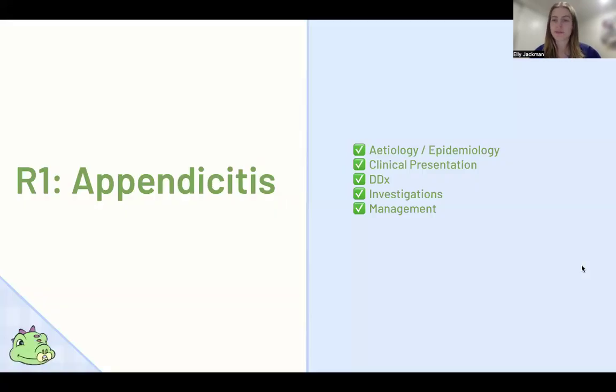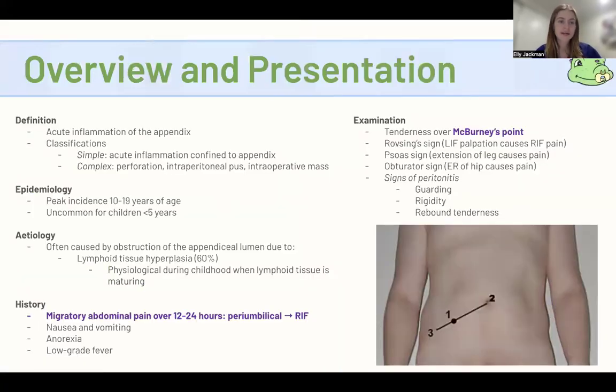So starting off with appendicitis, which is our first R1 that we'll be going through today. Appendicitis is an acute inflammation of the appendix. It can either be classified as simple or complex. Simple means it's just acute inflammation that's confined to the appendix. Complex means there might be features like perforation, intraperitoneal pus, or an intraoperative mass.